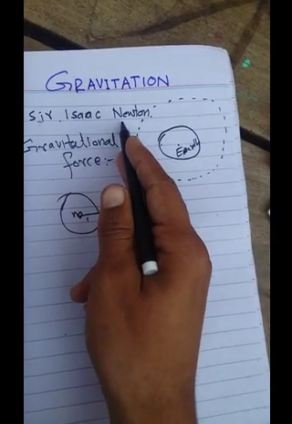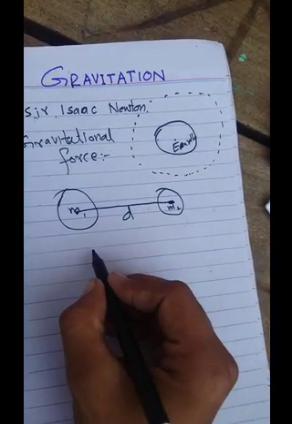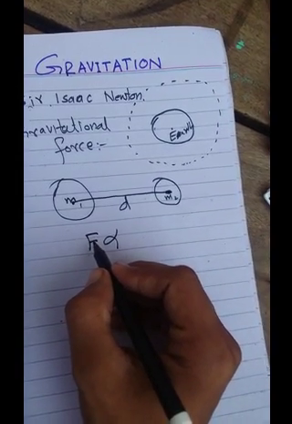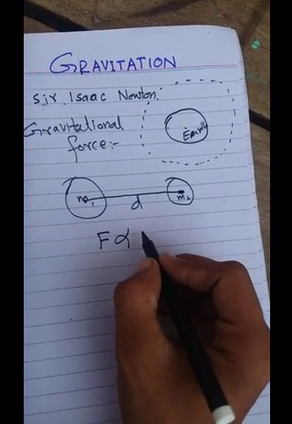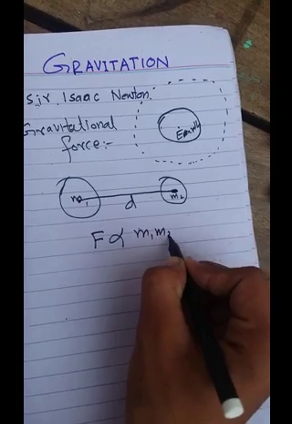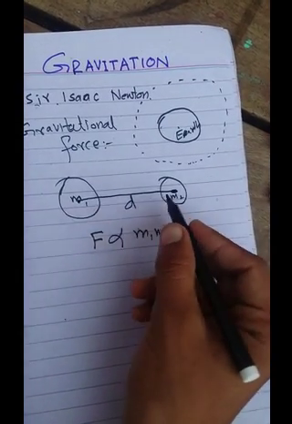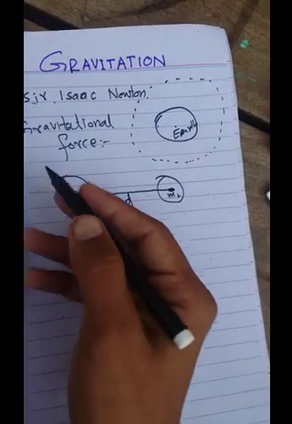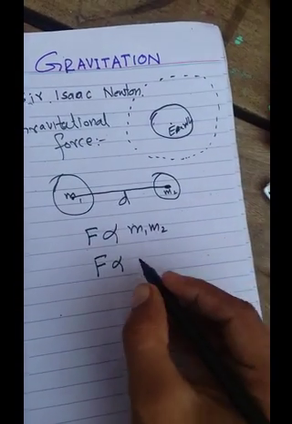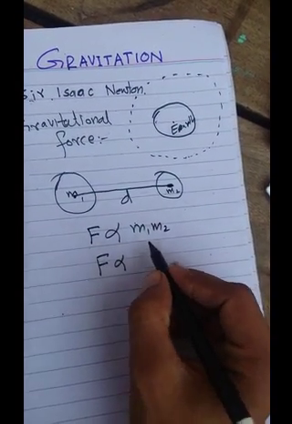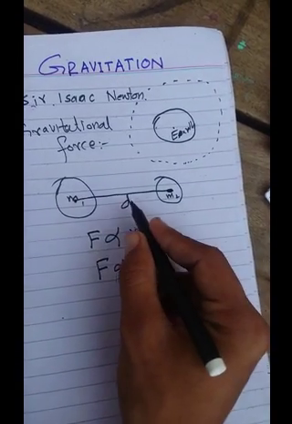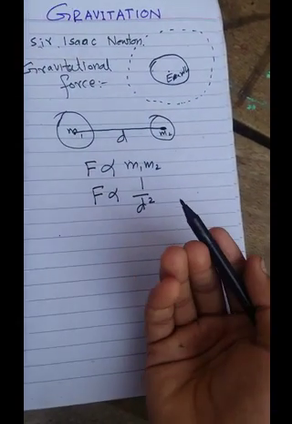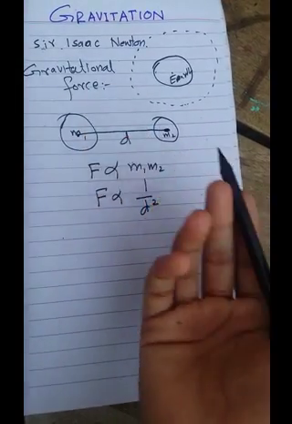What does he say about this gravitational force? The first statement is that the gravitational force is directly proportional to the product of the magnitude of their masses. And the second statement by Newton is that the gravitational force is inversely proportional to the square of the distance between their centers. This is the statement of the gravitational law.